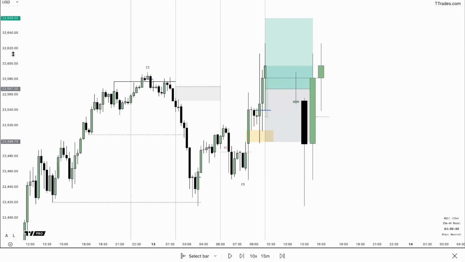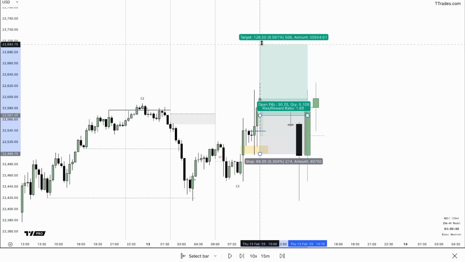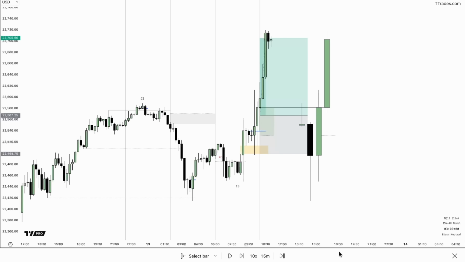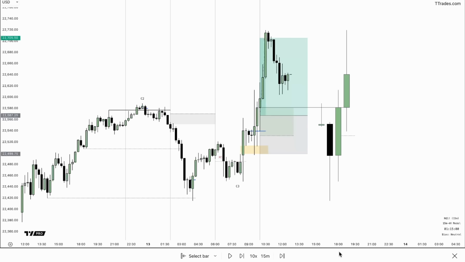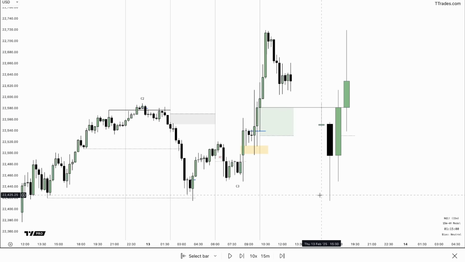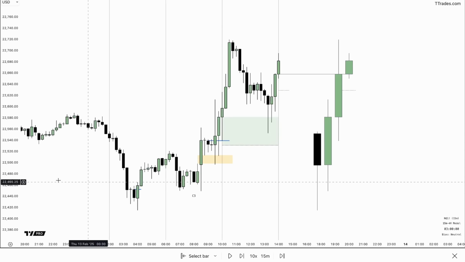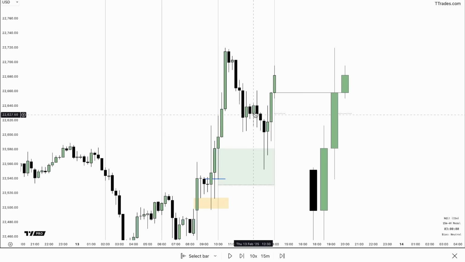So let's see if we can get 2R out of this, or if a new continuation would form anyways. Let's see what happens. So there we would get 2R. We come back. Let's see if we continue this trend. And you can see right here, what do we have? We have a consolidation. We sweep out the low in the consolidation. We have a bullish bias.